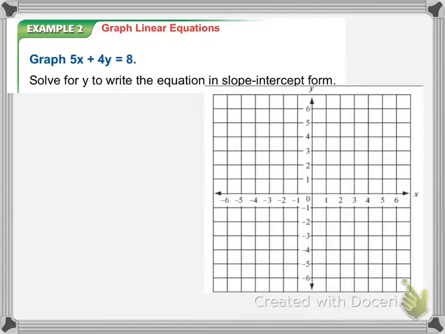Moving on. Now, here's one that's a little tricky because this is in standard form instead of slope-intercept form. So what you have to do with this one is you have to solve it for y. Okay, you have to solve that for y. Now think back to 2.8 where we solved literal equations where we just moved letters around. That's all you're doing here.